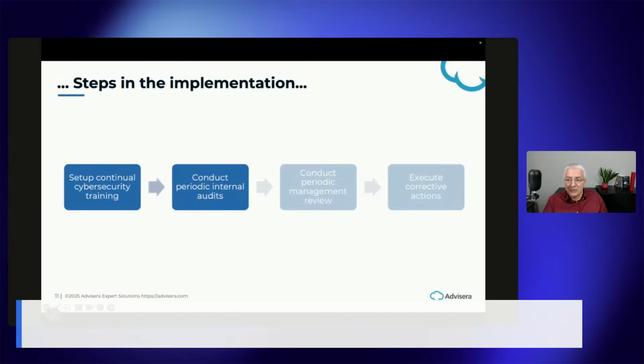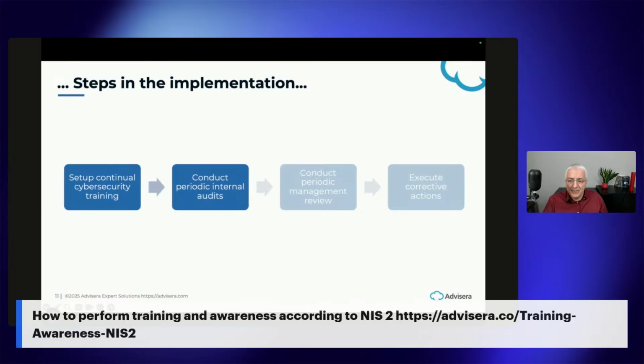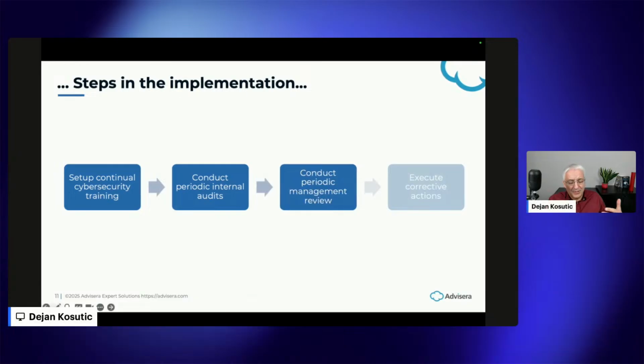Then you have to start conducting these periodic internal audits and doing these management reviews. So basically, management review is where the senior management takes into account all the reports about cybersecurity and then makes some conclusions and decisions on what needs to be done further. And of course, you have to execute these corrective actions, so fix the problems that you're having in cybersecurity.